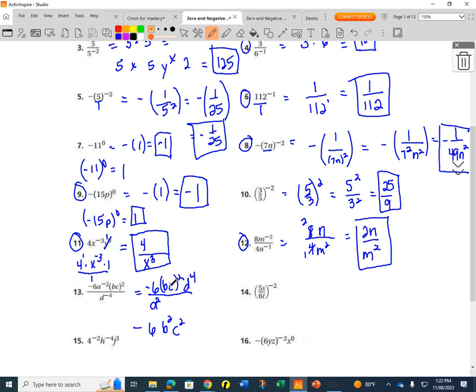Does that make sense, Jeremiah? And so now we have negative 6, b squared, c squared, d to the 4th, all over a to the 2nd. We don't have anything we can simplify with that negative 6. We don't have anything else that we can multiply anymore.